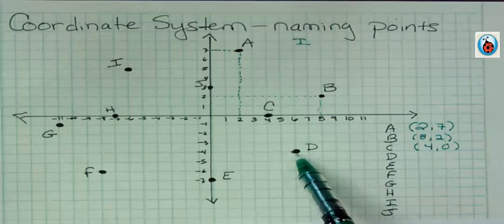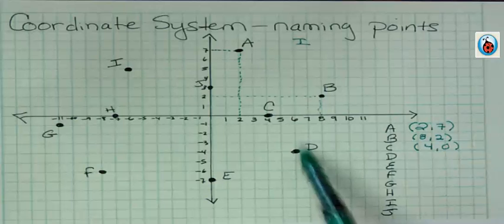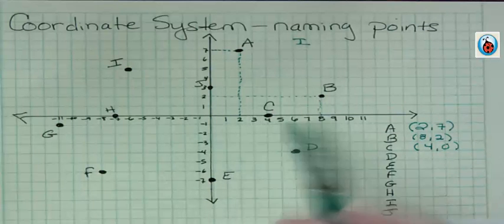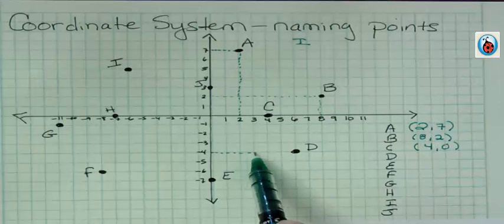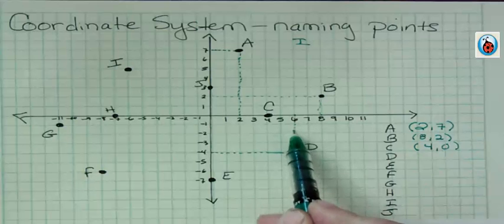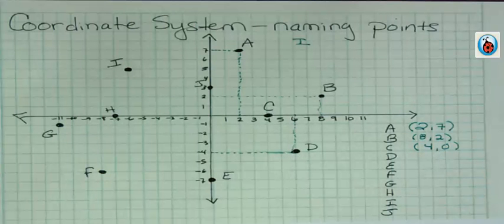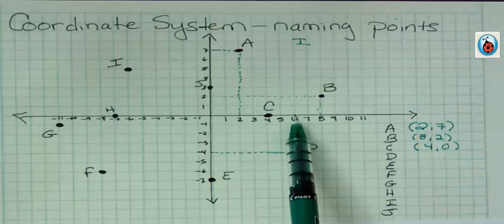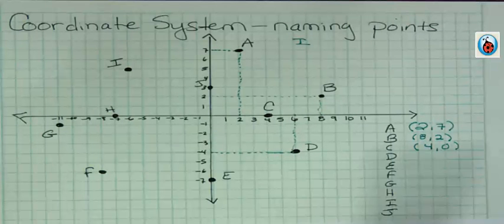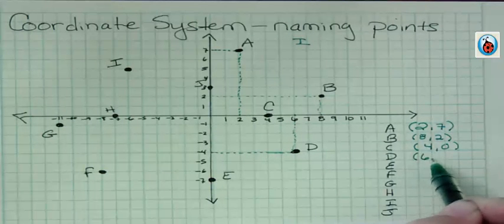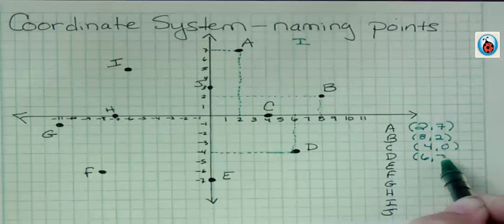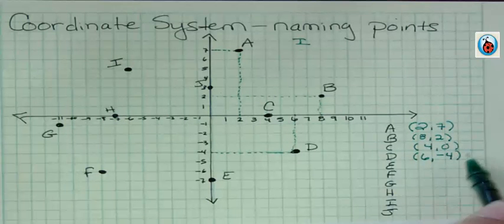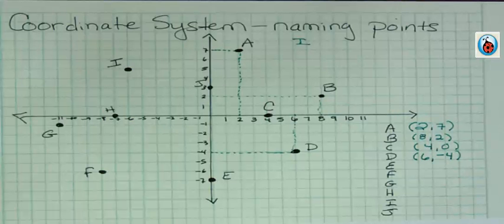Okay, so D. Starting from the origin, you're interested in how far over do I have to go and how far up or down do I have to go. The y movement is vertical, but it could be up or down. So from the origin, you're going over 6, that's positive, and then you're going down 4, that's negative. So D would be 6, -4.